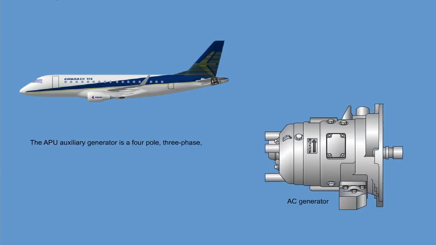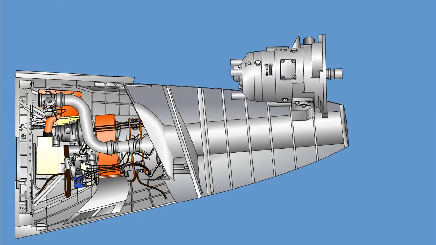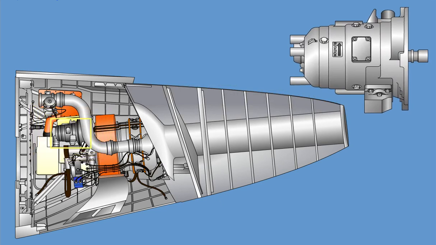The APU auxiliary generator is a 4-pole, 3-phase, brushless type, oil-cooled constant-speed generator, and is rated at 30 to 40 kilovolts, 115 to 200 volts AC, 400 Hz. The auxiliary generator is installed on the gearbox of the auxiliary power unit.